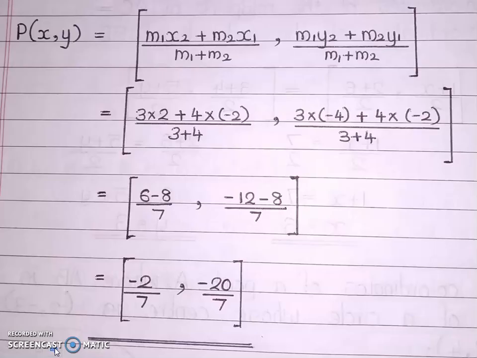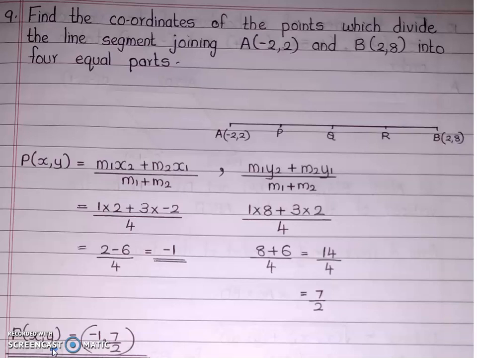Now let's see. After substitution and doing the respective operations, you will get the coordinates of point P as (-2/7, -20/7). Hope you understood that. The next question, 9th one. Find the coordinates of the points which divide the line segment joining A (-2, 2) and B (2, 8) into 4 equal parts. So what is the importance of this question?